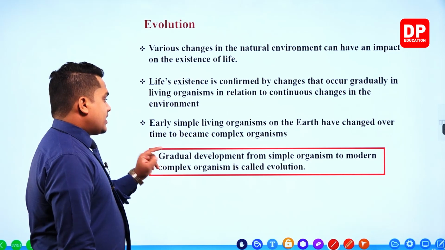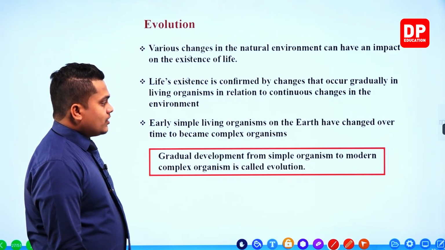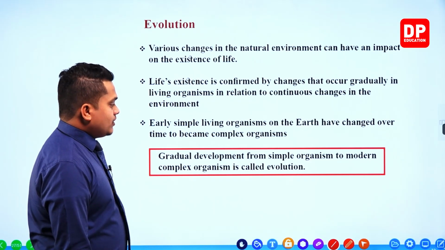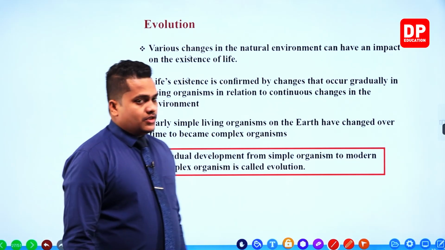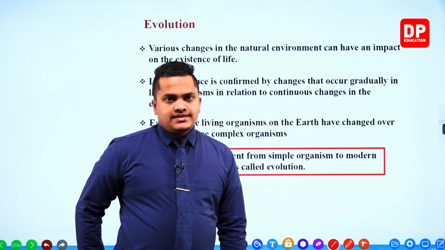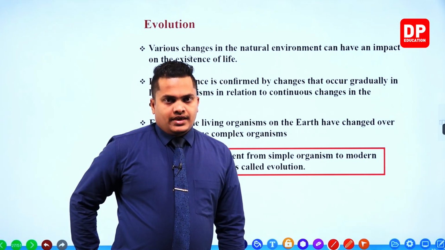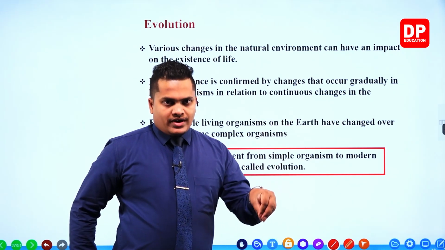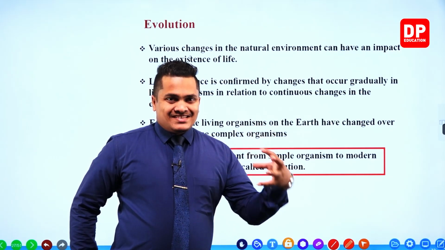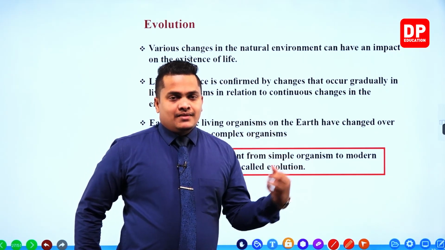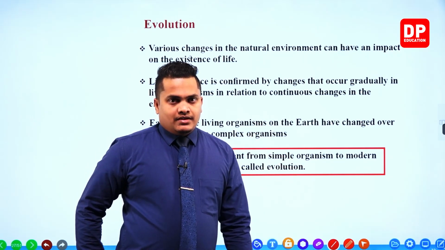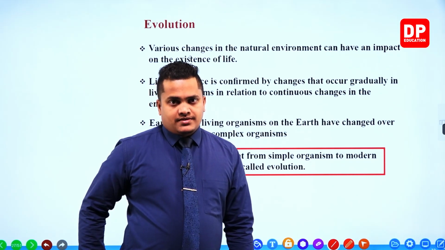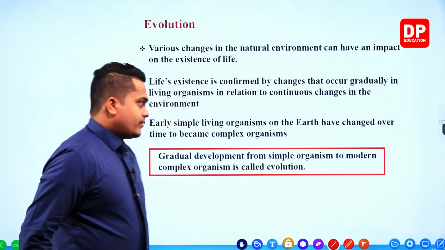So here, gradual development from simple organism to modern complex organism is called evolution. This is the one which is called evolution. Okay, development of modern complex organism from a simpler organism in the past is referred to as the process of evolution.